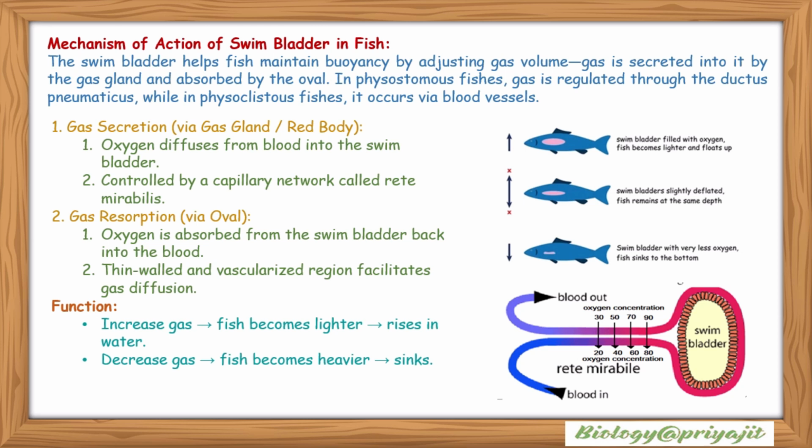Function: increase gas in the swim bladder, and the fish becomes lighter in weight and rises in the water; decrease gas in the swim bladder, and the fish becomes heavier and sinks down. So when the swim bladder fills with oxygen or gas, the fish becomes lighter and floats up. When the swim bladder is slightly deflated, the fish remains at the same depth, and when the swim bladder has very little oxygen, the fish sinks to the bottom. Here the picture shows how the rete mirabile maintains the oxygen concentration within the swim bladder.